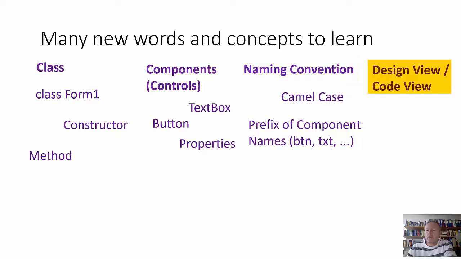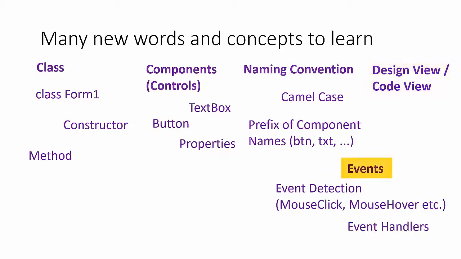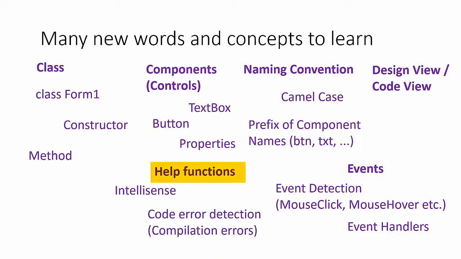We will look at how we can switch between design view, where we design our user interface, and code view, where we design our code. And we will also talk about events and how we detect events like mouse clicks and mouse hover, etc. And how we can write simple event handlers to handle the events. We will also look at a few of the help functions inside Visual Studio, like IntelliSense and code error detection, that helps us when we are writing our code.